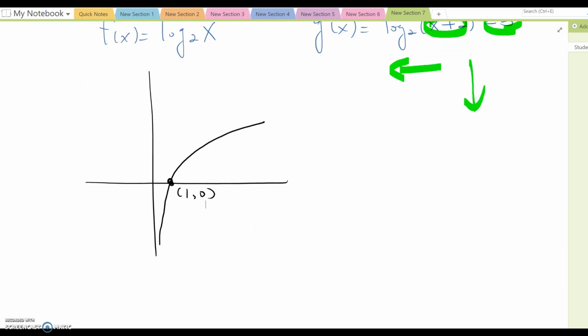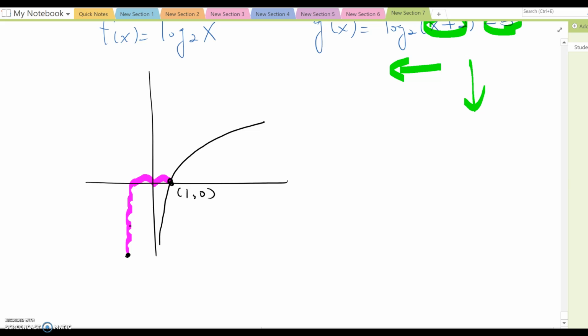Now, the known point value will move to the left here. So 1, 2, and then down 5. So 1, 2, 3, 4, 5. So it will pass through this point here.